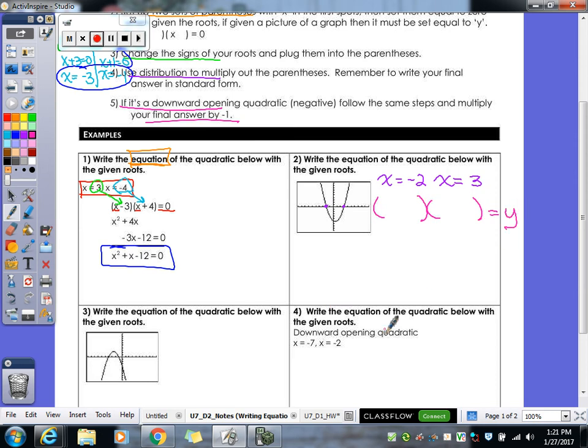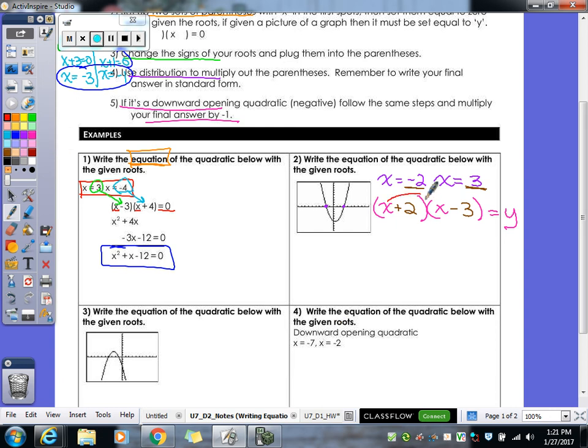So our step number 2 tells us to set up our 2 sets of parentheses. Since I have a picture this time, I have to set it equal to y instead of a 0. x is going to go in the first spots of my parentheses. And then again, remember, our roots change signs. So this -2, when I put it in the parentheses, is going to become a +2. My +3 here is going to become a what? -3. So x plus 2, x minus 3.